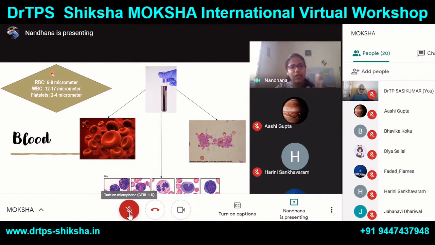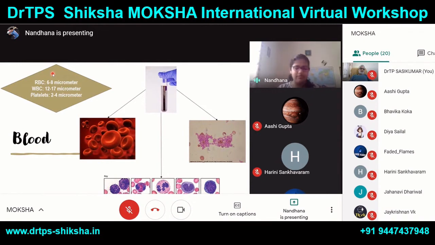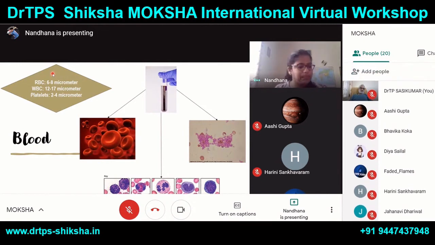Now to the top left, if you can see, I've given the size of each cell. RBCs are 6 to 8 micrometers, WBCs 12 to 17 micrometers, platelets 2 to 4 micrometers. As I told before, platelets are fragments of cells, and that's exactly why they are the smallest. WBCs are the largest because they are the disease-fighting agents, and they perform a process called phagocytosis, which involves the WBC becoming enlarged and engulfing the bacteria or the pathogens.